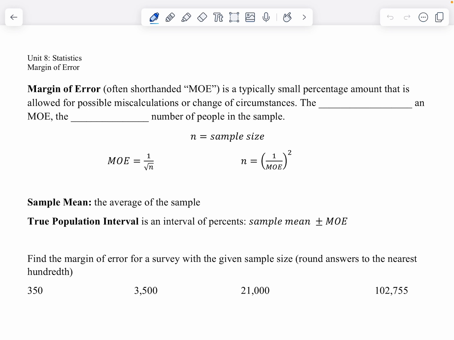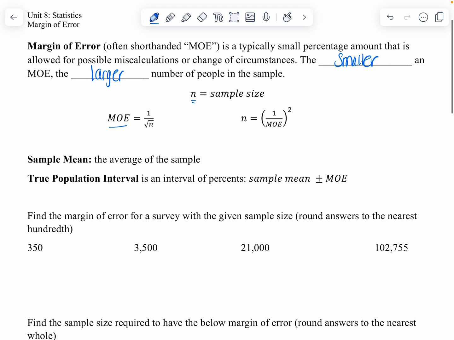So the smaller the margin of error, the larger the number of people in the sample, the number of people in the population. So a couple things to note here. N references the sample size, how many people were sampled. The formula for margin of error is equal to 1 divided by the square root of that sample size.